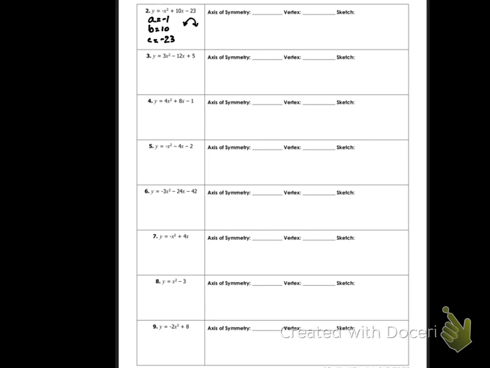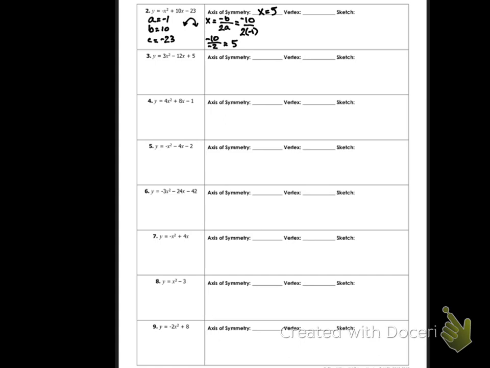The axis of symmetry is found with x equals negative b over 2a. Our b is 10, so we have negative 10 over 2 times negative 1. That's negative 10 over negative 2, which gives us x equals 5. So my axis of symmetry is the line x equals 5.